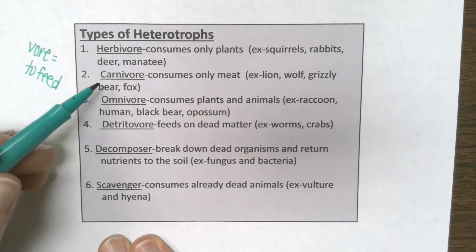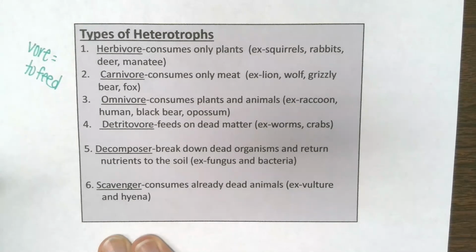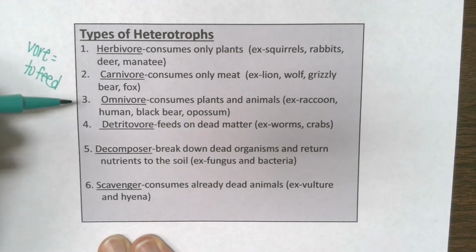Carn means flesh, or meat. And so these are going to be animals that consume only meat: a lion, a wolf, a grizzly bear, a fox. And then omnivores. Omni means kind of universal, a little bit of everything essentially. Omnivores are going to consume both plants and animals.